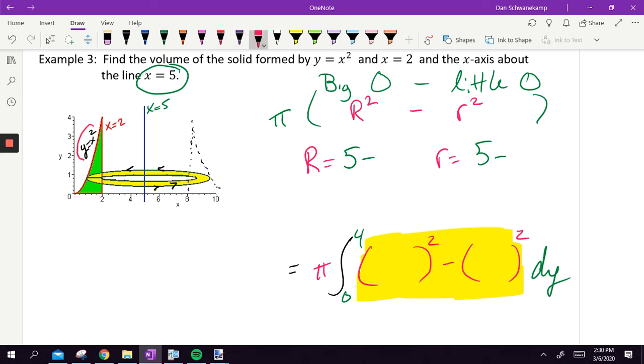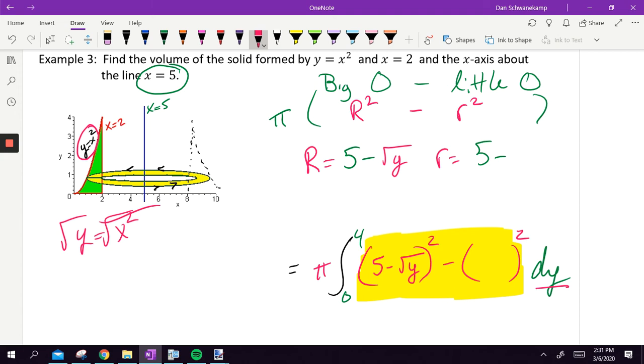Yes, we are subtracting this line right here, but it's a dy problem. So what do you need to do with that y equals x squared? Square root. And so it is 5 minus the square root of y, because we need this to be in terms of y. So it's 5 minus the square root of y right there. 5 minus square root of y, all squared.